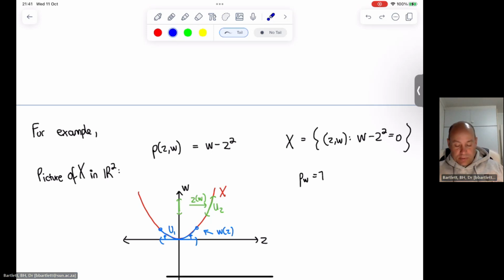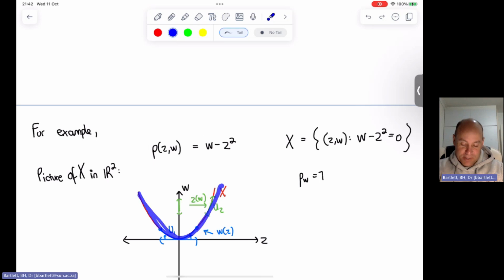Now, where the derivative of p with respect to w is non-zero... what is the derivative of p with respect to w? It's just 1, so it's actually non-zero everywhere. That means I can write w as a function of z. And that's clear because you can see this red line here: you can write w as a function of z everywhere, because w is actually equal to z squared, right?